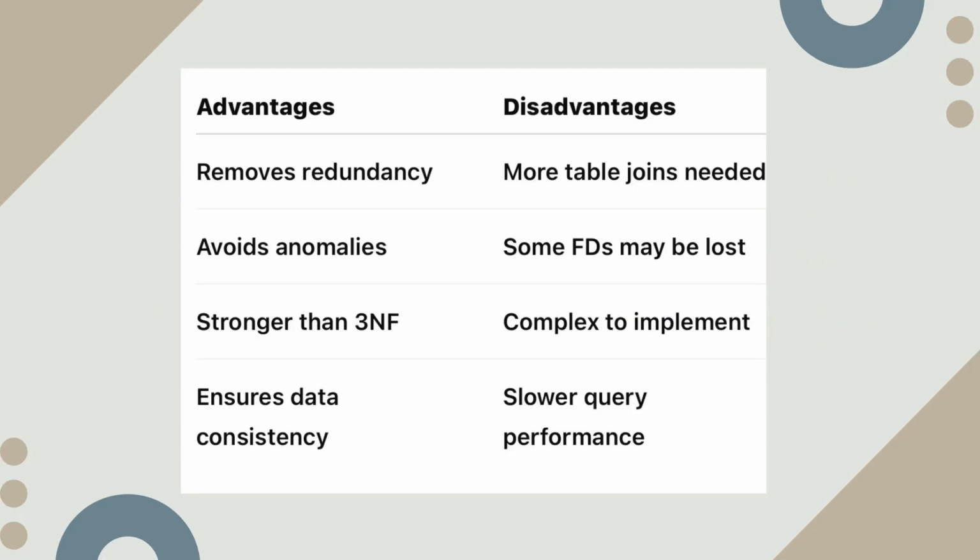Here are a few advantages and disadvantages of BCNF. Advantages are: remove redundancy, avoid anomalies, stronger than 3NF, and ensure data consistency. Disadvantages are: more table joins needed, some FDs may be lost, complex to implement, and slower query performance.